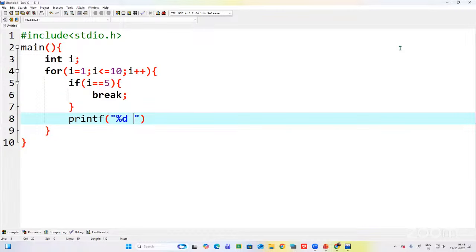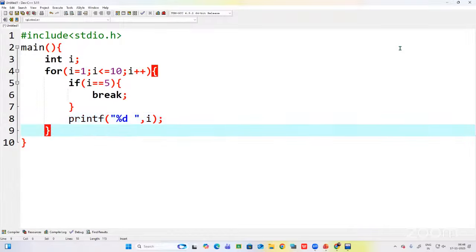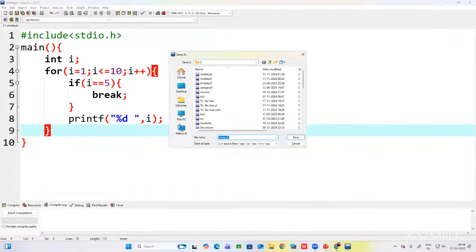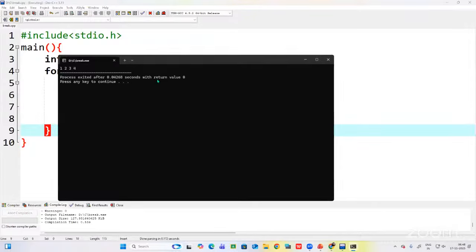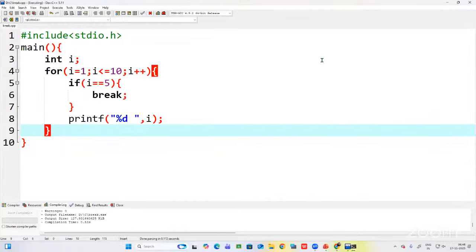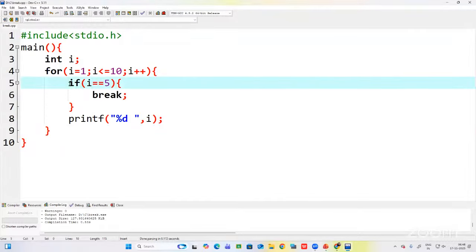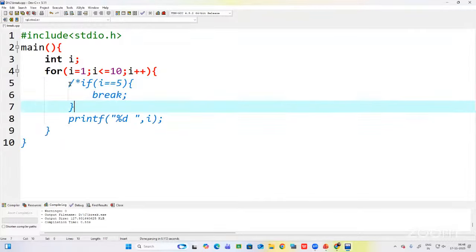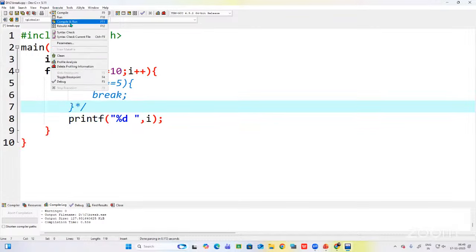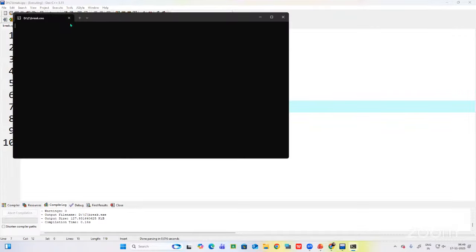The space is for me to enable spaces between the printed elements, right? If I run this, break demo, so see, only 1, 2, 3, 4 was there. If this break is not there, my program would have printed all 10.